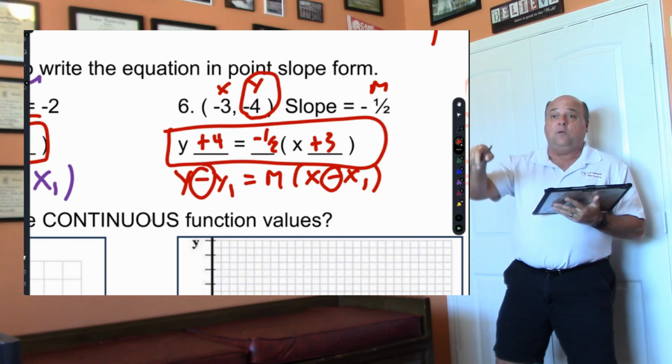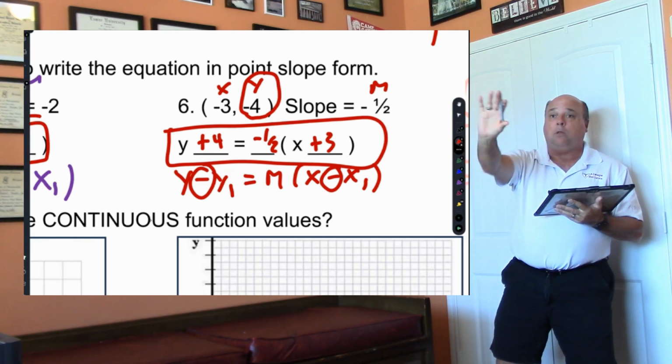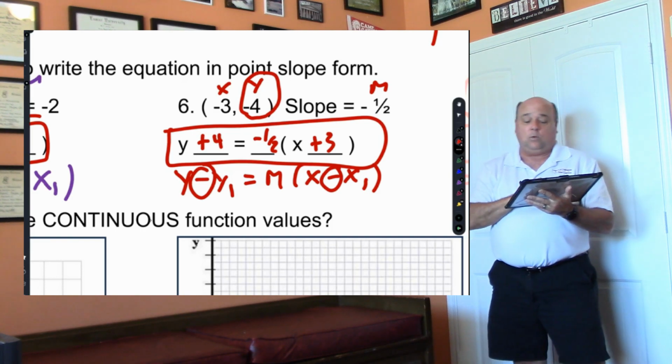So there's one problem on the test where I give you a point and a slope. Just plug it into point slope. The equation will be there.